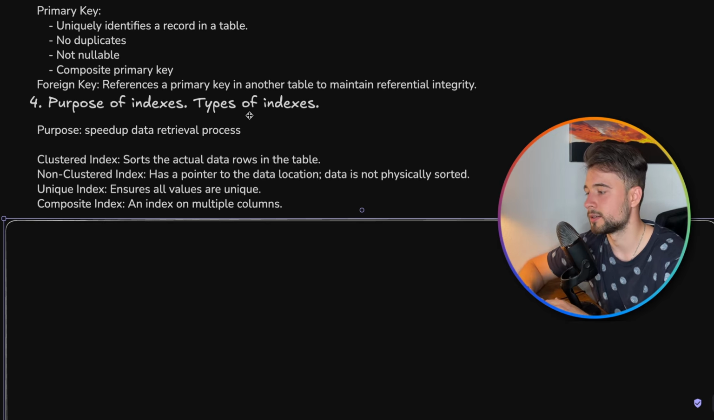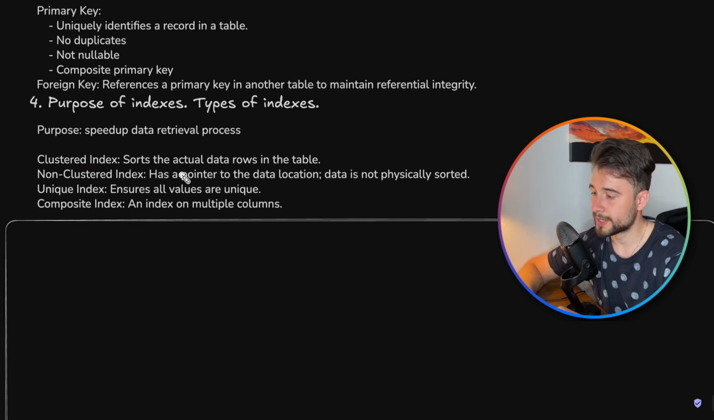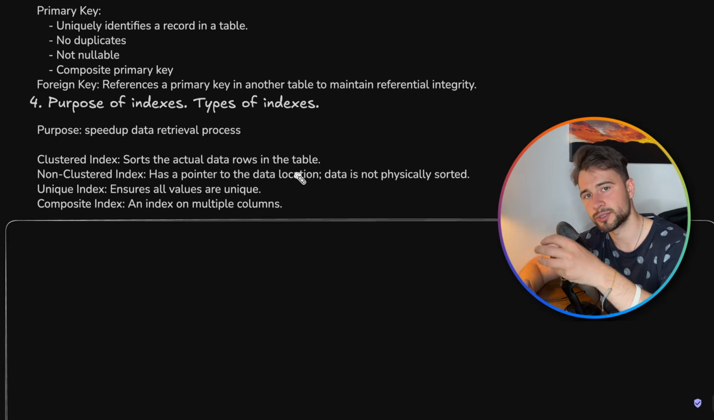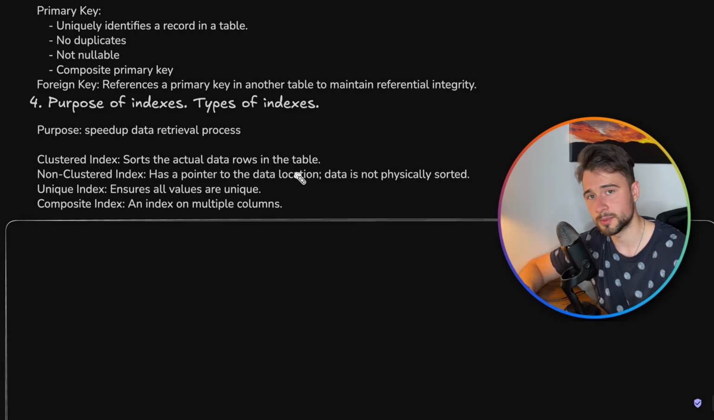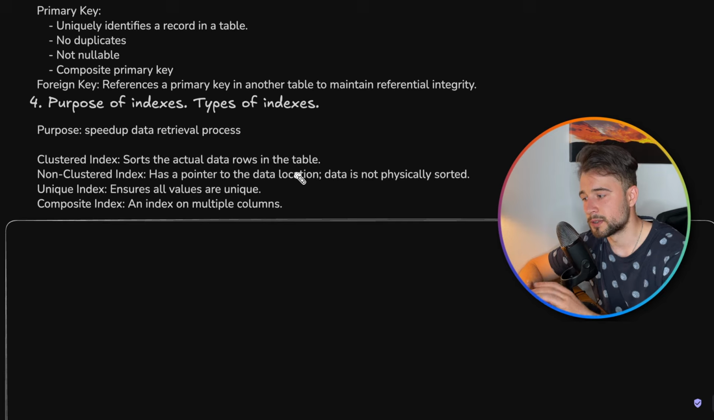And here are the types of indexes that we have. I would say there are two main types. The first type is a clustered index, and it sorts the actual data rows in the table. So it physically sorts data in the table, and this is the reason that there can be only one clustered index on the table. Usually it's a primary key, but yeah. So clustered index physically sorts the data, and there can be only one clustered index on the table.